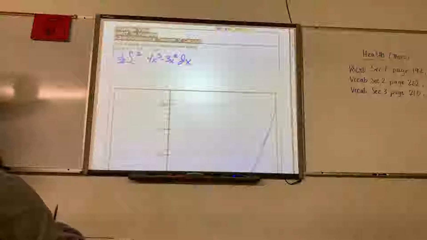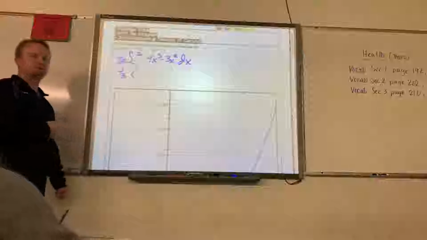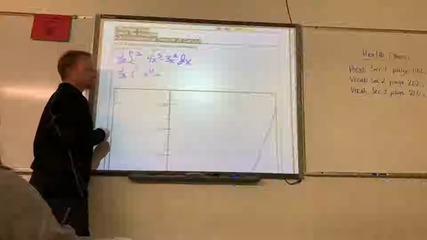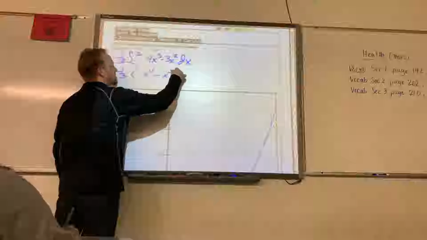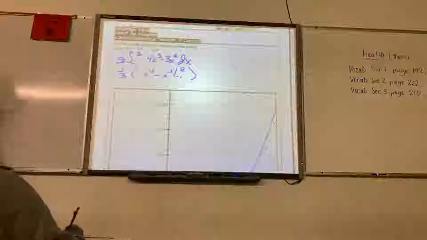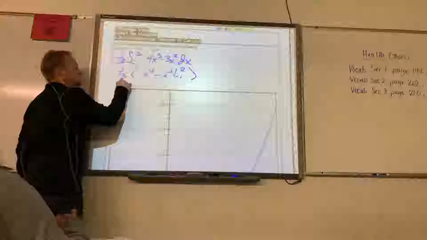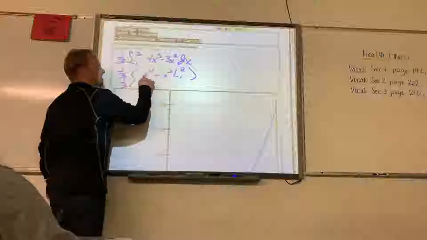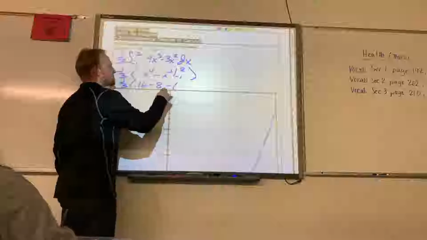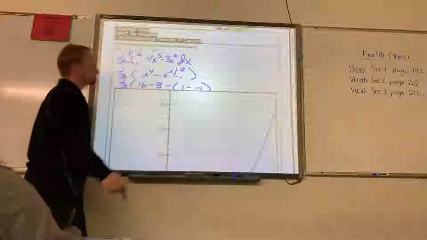Alright, so we're ready to integrate. If I integrate 4x cubed, I get x to the 4th, integrate 3x squared, x cubed. We're going from -1 to 2. Which one of those two do we plug in first? The top one. So that's going to be 16 minus 8. And then plug in the -1, so that's going to be 1 minus the -1.